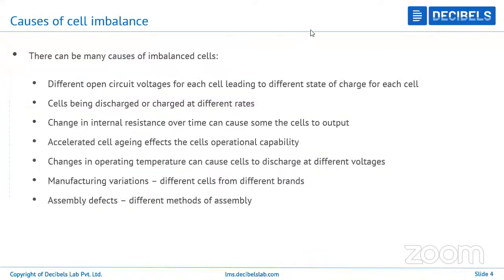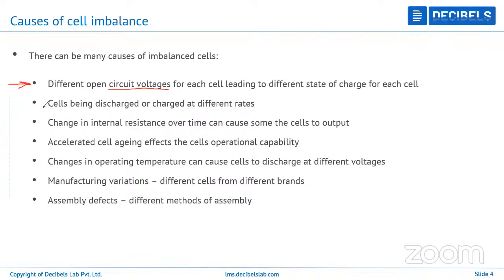So there could be different causes of cell imbalance, right? There are certain voltage readings that can go wrong. There can be certain voltage parameterization that could go wrong. Different open circuit voltages for each cell could lead to different states of charge. Because of this, if cells are being discharged or charged at different rates, then one cell can reach the upper limit faster than other cells, causing it to be imbalanced.